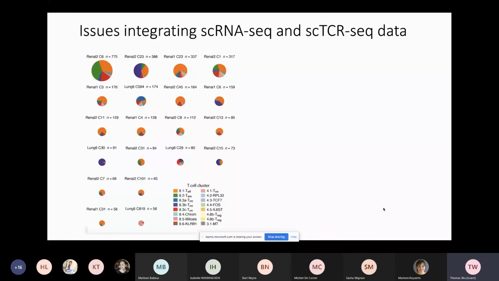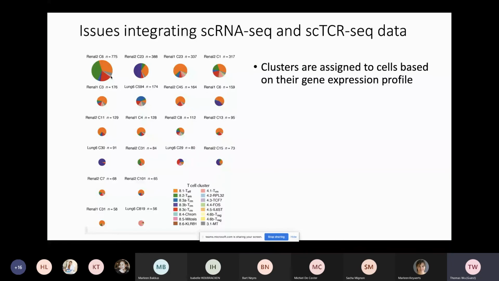So when we try to integrate now the single-cell RNA-seq and the TCR-seq data, there are certain issues. And one issue is I'm showing the 20 largest clones that we had in our data set from each of the patients. And I've colored them by the different clusters that the T cell came from. And you can see that the smaller clusters tend to often be somewhat homogeneous. For the larger ones, they seem to be heterogeneous. In other words, every clone can have a mixture of different cells of different types.